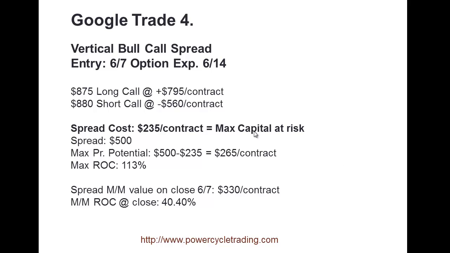That's my maximum capital at risk. The spread is a $500 spread. Max potential profit is your $500 spread minus your cost. So it's $265 a contract. Max return on capital, 113% return.